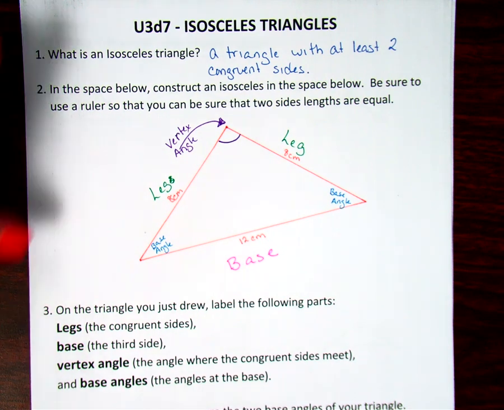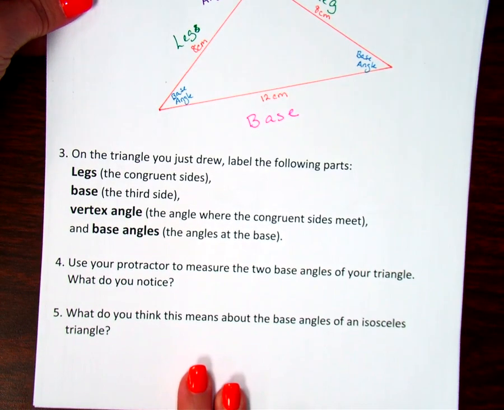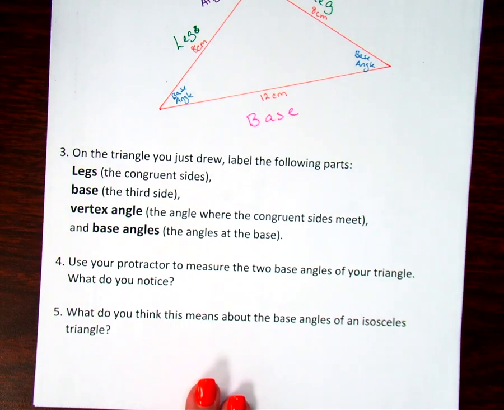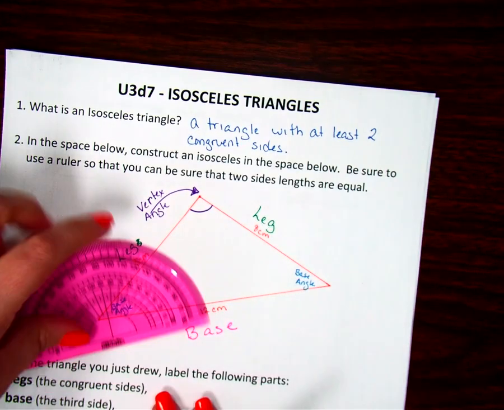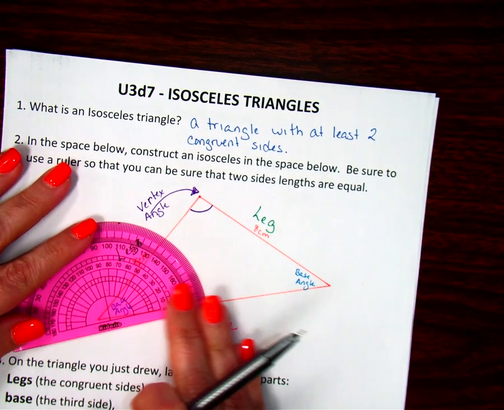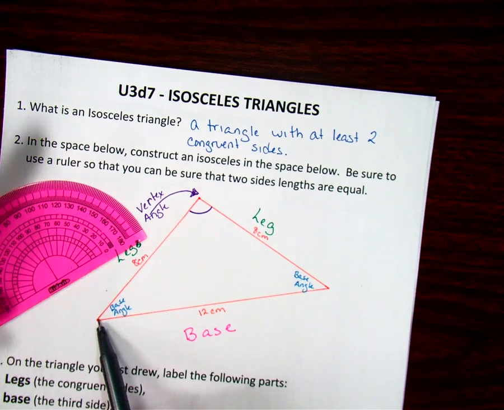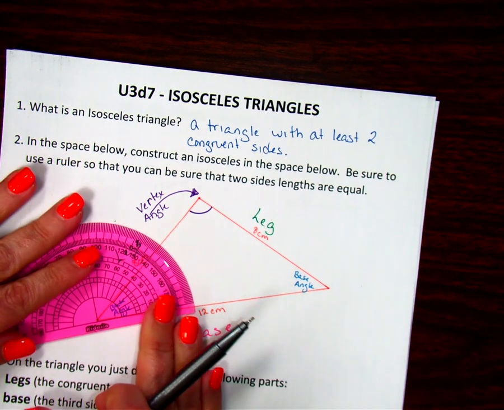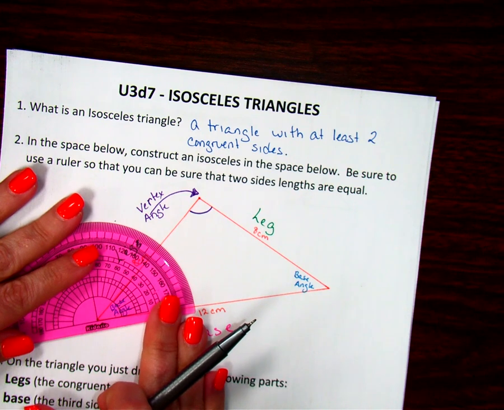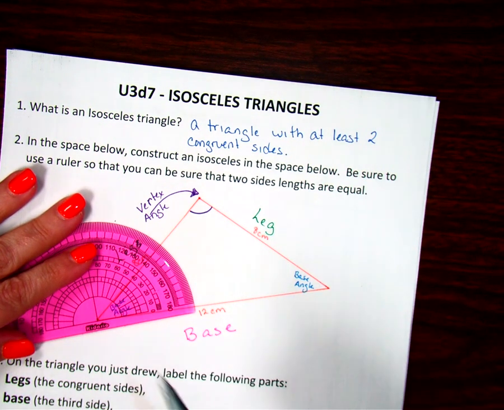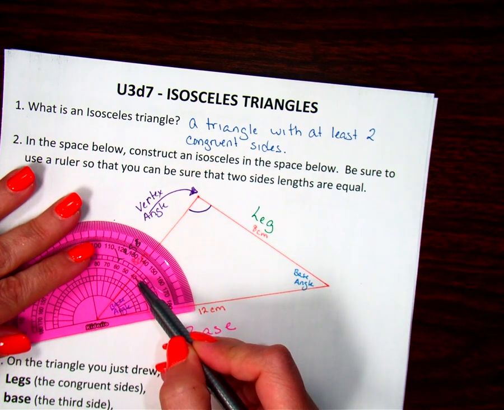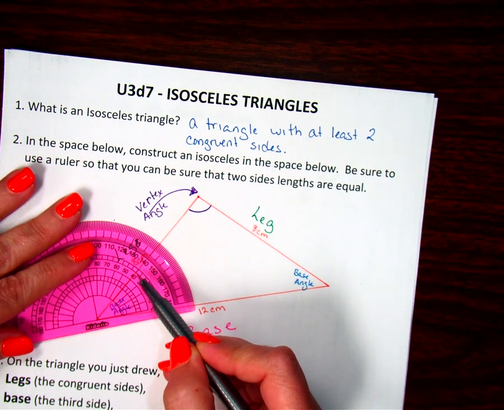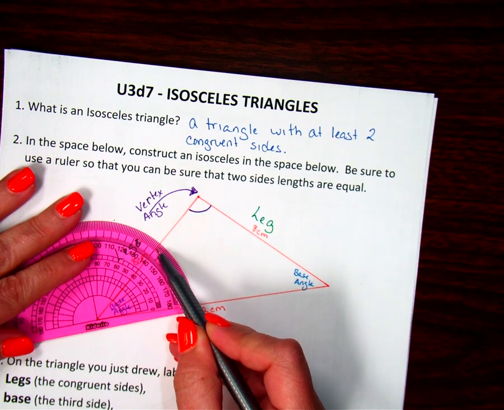Okay, number 4 wants me to use my protractor to measure the two base angles. And then we'll see what we notice. All right, so I'm going to measure my first base angle. I'm going to line up the center of my protractor with this corner right here. And I don't know if y'all can see that, but my orange line comes right out and it hits at 40 and it hits at 140.